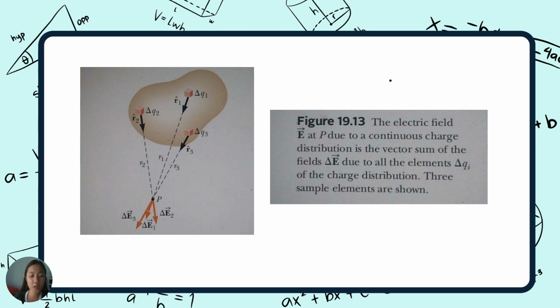First, we divide the charge distribution into small elements, each of which contains a small amount of charge Δq_i, as you can see in figure 19.13. The electric field E at P due to a continuous charge distribution is the vector sum of fields ΔE due to all the elements Δq_i of the charge distribution. So three sample elements are shown.